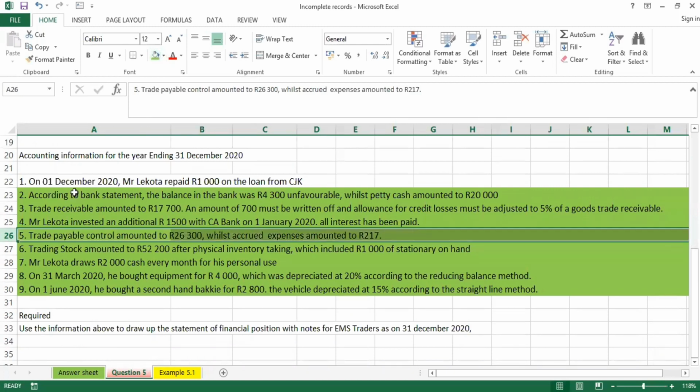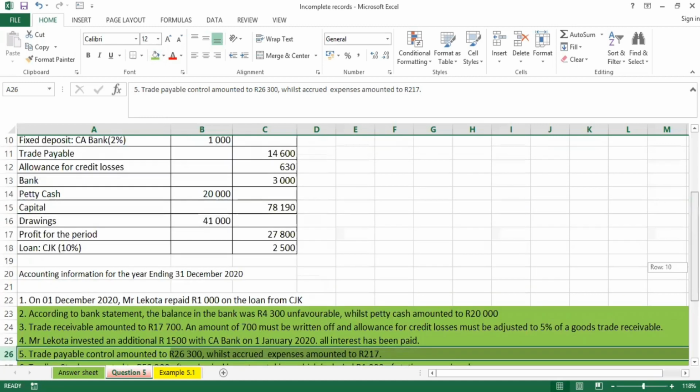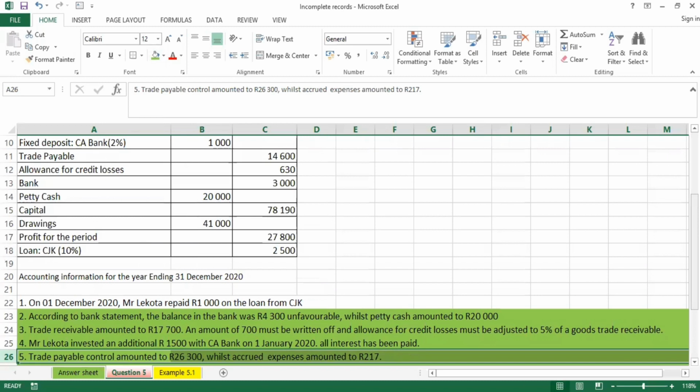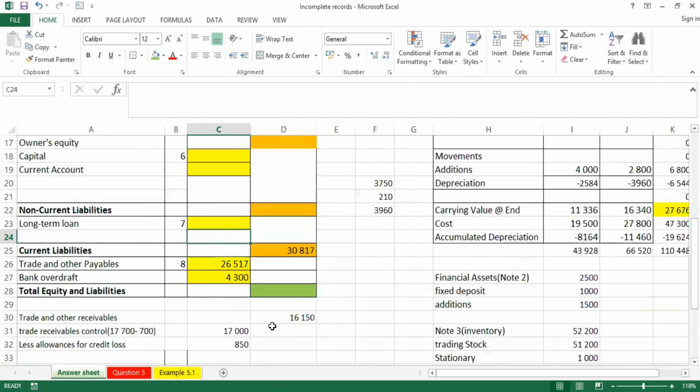Okay. And then we're only left with this. They're saying on 1 December 2020, Mr. Lekota repaid 1,000 on the loan from CJK. So how much was the loan? The loan from CJK was 2,500. So we repaid 1,000. So this is an easy one.